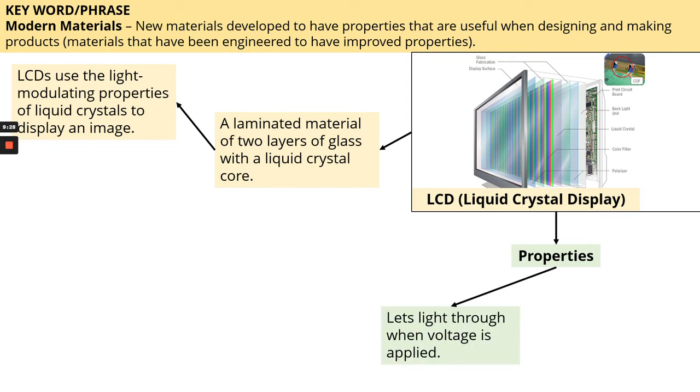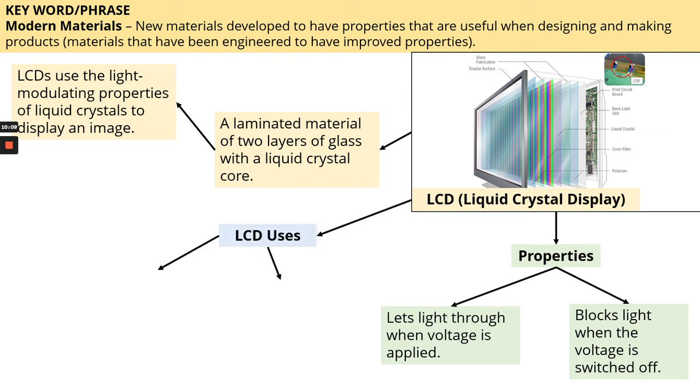The properties: it lets light through when voltage is applied. So when electricity passes through it, and at what frequency or what strength, it will let light shine through the liquid crystals. And it's very specific as to what voltage will allow what coloured light to come through. But it also blocks light when there's no voltage. So when there's no electricity passing through it, light cannot pass through the liquid crystal display.